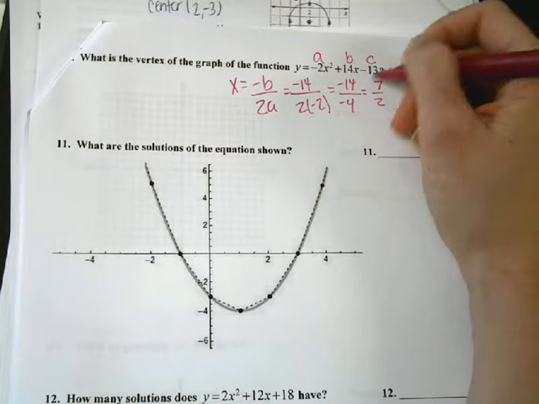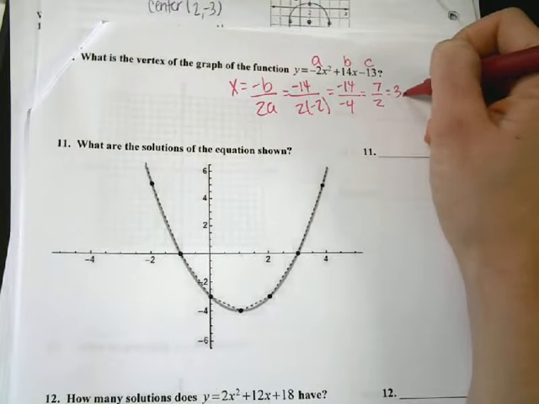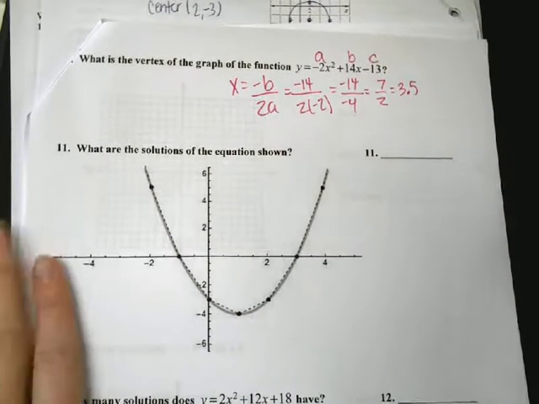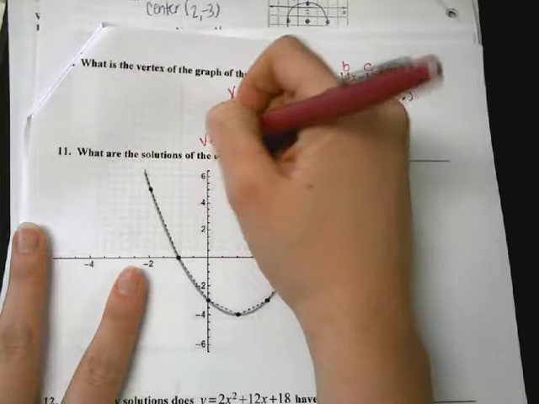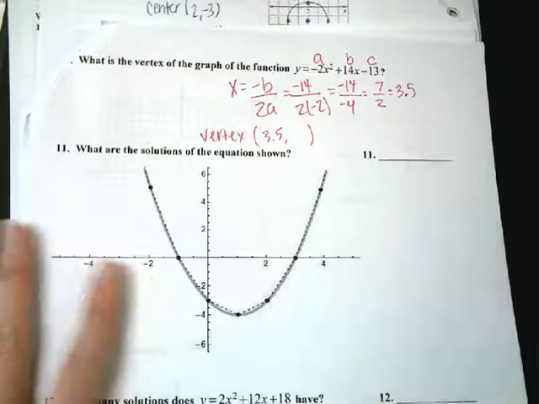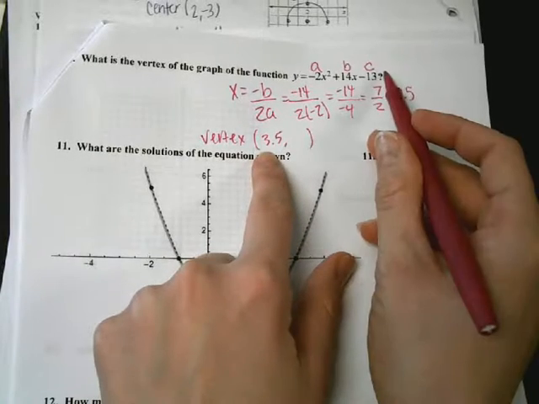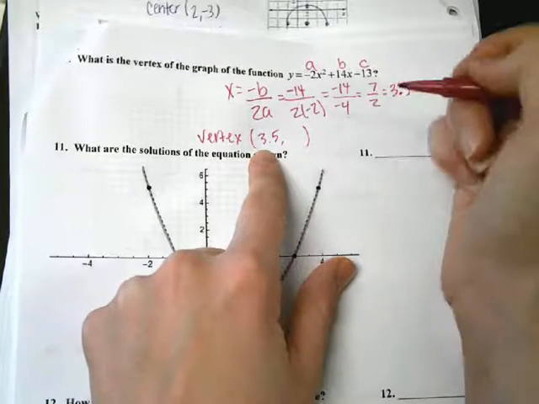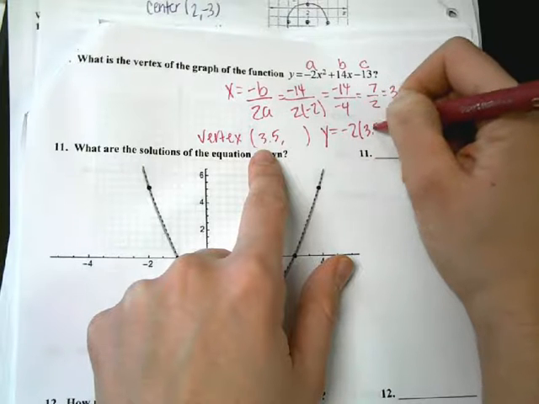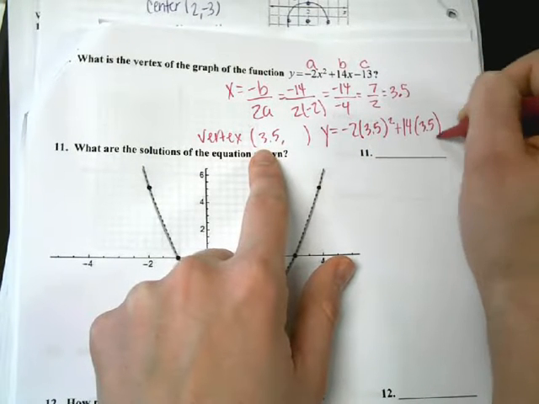That is going to be the x value of your vertex. You can go ahead and reduce that, or convert that to a decimal, and we'll call that 3.5, because that's easier to plug in our calculator. So your vertex is going to be 3.5 comma something. But what I would do is go back and plug in that x value to your original equation, making sure you put parentheses around just the x. So that'll look like y equals negative 2 parentheses 3.5 squared plus 14 times 3.5 minus 13.